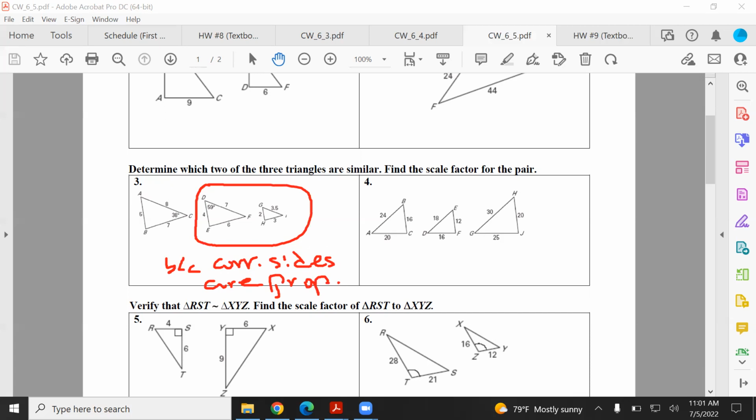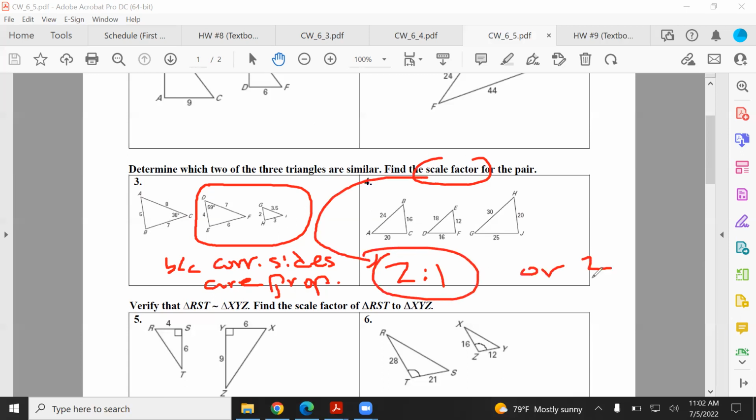So that's just by kind of inspection. Because if you think about it, what's the ratio between 4 and 2? 2. How about 7 to 3.5? 2. How about 6 to 3? 2. You're not just seeing that over here. 5 to 2 or 7 to 3. That's here. 5 to 4, 7 to 6. Okay. So the left triangle is just way off base. And then the scale factor is just going to be 2 to 1. Or you could write it as 2 over 1. That's fine too. So that's number 3.